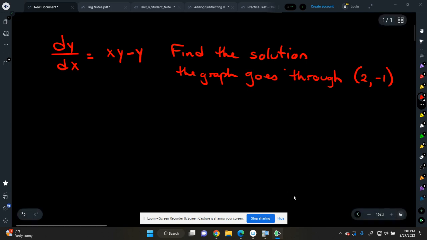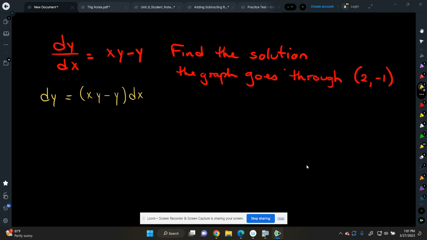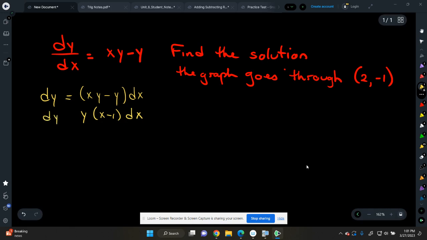Okay, let's do it together. Again, I'm going to multiply by dx. So dy equals xy minus y dx. Now, how am I going to get the x's to the other side? You factor out the y. Yeah. So if I factor out a y, I've got y times (x minus 1) dx equals dy.